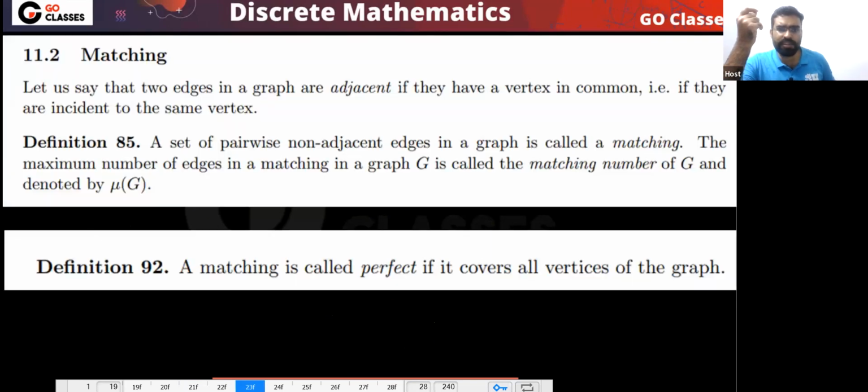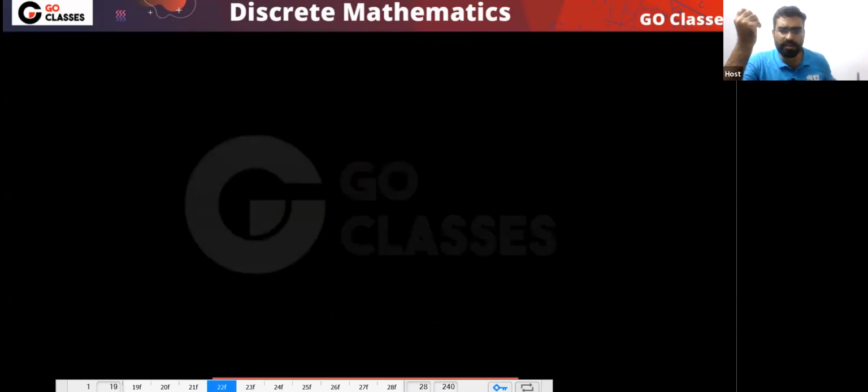Now let's see the definition of this matching. What is the definition of matching? This is a set of pairwise non-adjacent edges. As I told you, this is edge independent set. This is the definition of matching. And similarly, what is matching number? Matching number means the size of maximum matching, the size of the largest matching. Okay, that will be the maximum matching. So let's take an example, this concept will be clear.